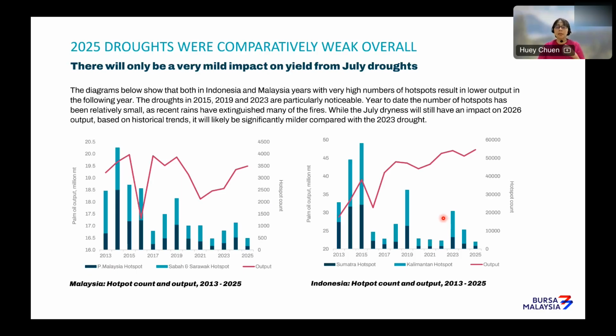But we still have to see how many hotspots there are during that month or during the particular quarter relative to the past. So sometimes it's just for a very short period, like this year, July is just a very short period, then we see a good rainfall coming in. So the yield impact may not be that severe.